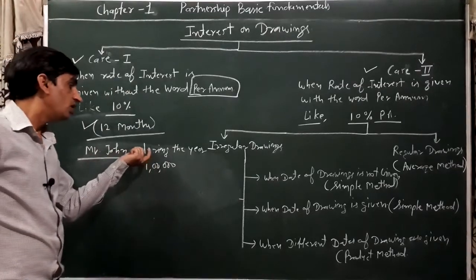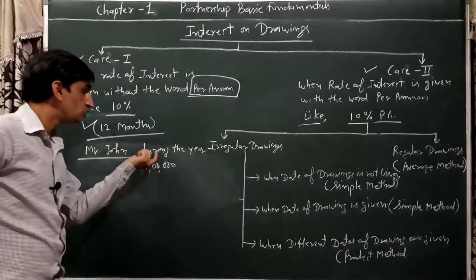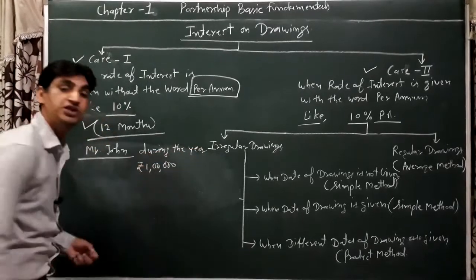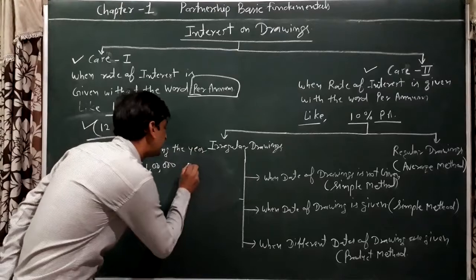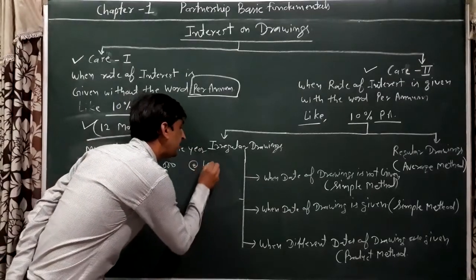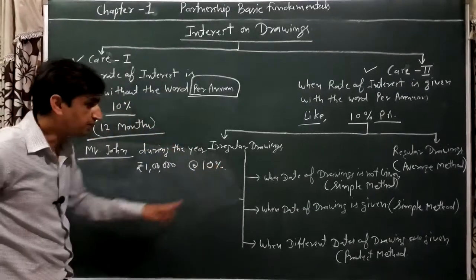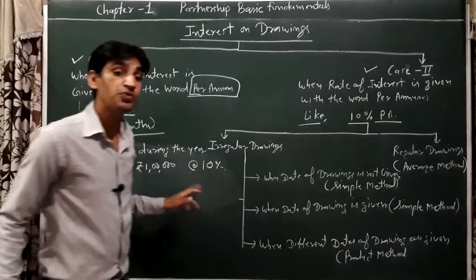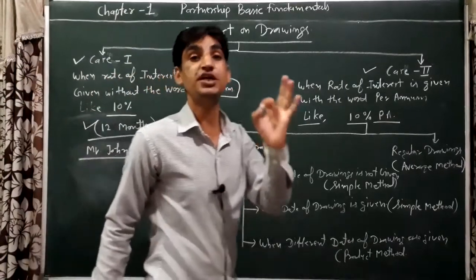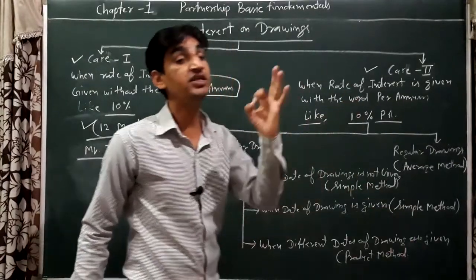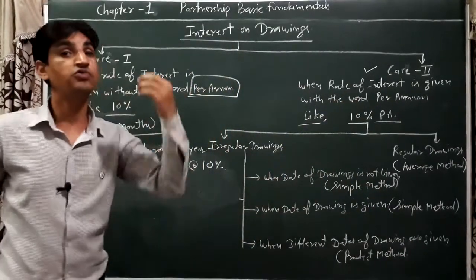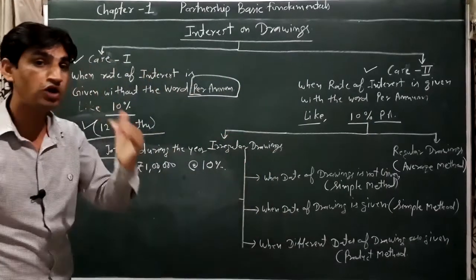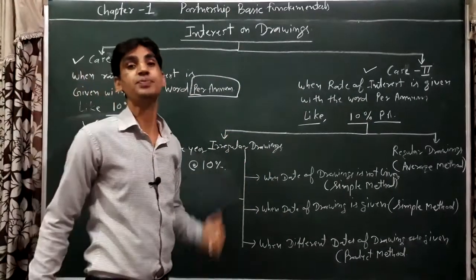Mr. John is a partner in a firm. During the year he withdrew rupees 1 lakh for his personal use. Interest is charged at the rate of 10%. After 10%, the words per annum are not given. See, in such a situation I told you always 12 months' interest will be calculated, whether the amount is used for 1 month, 5 months or the whole year, it doesn't matter, always 12 months' interest will be calculated.